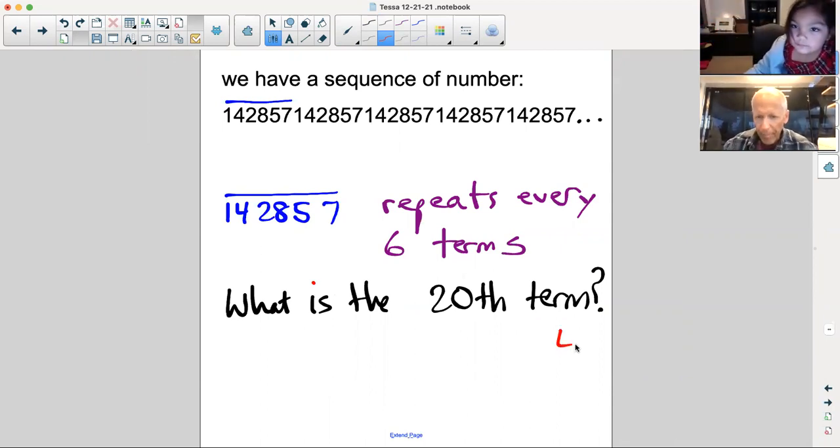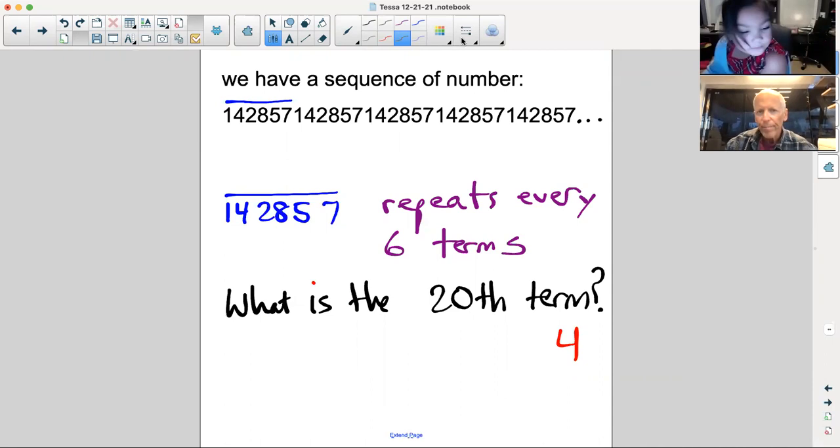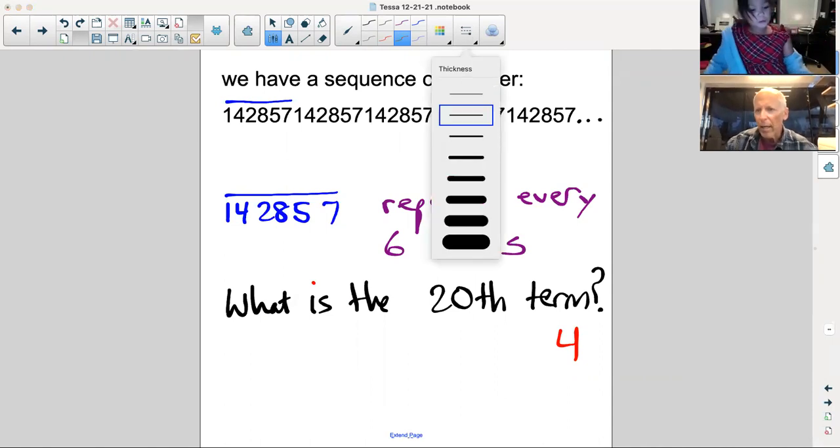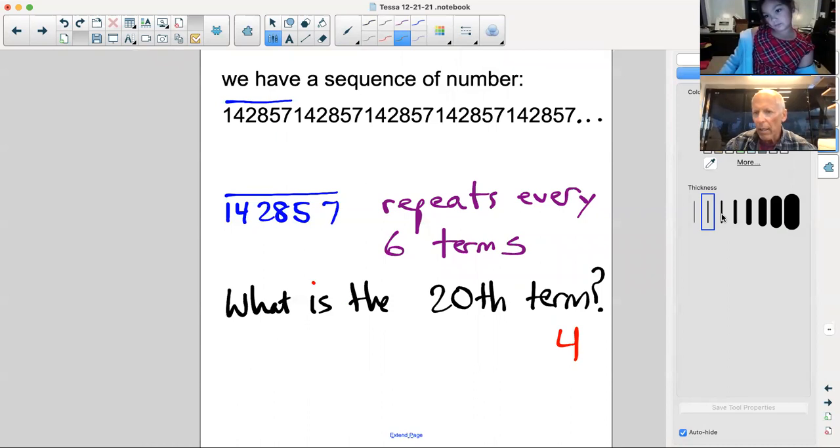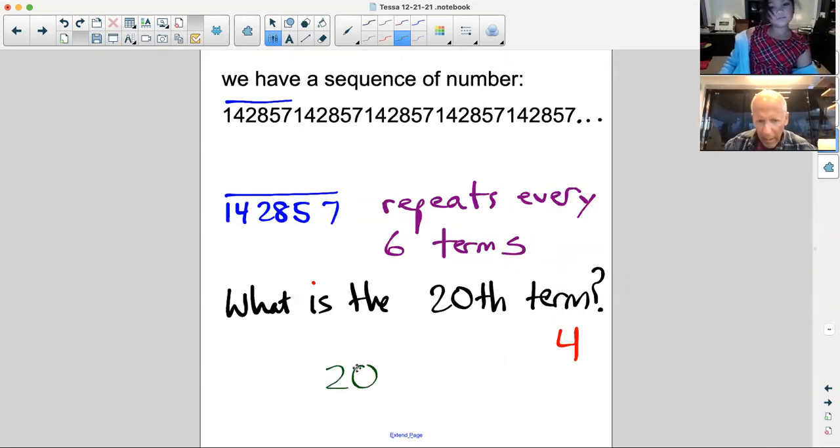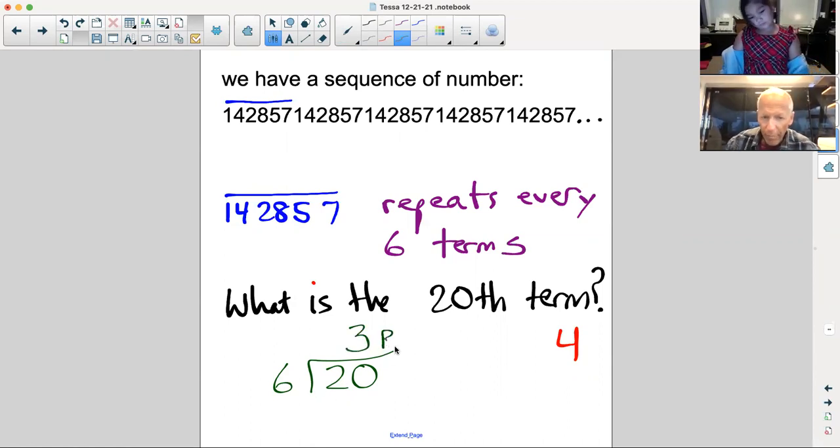It's a 4. Okay. Now, the way I like to do that is I would say, okay, Tessa, what if we said 20 divided by 6 and said that 6 goes into 20 3 times with a remainder of 2, because that's 18. And guess what? 1, 2.